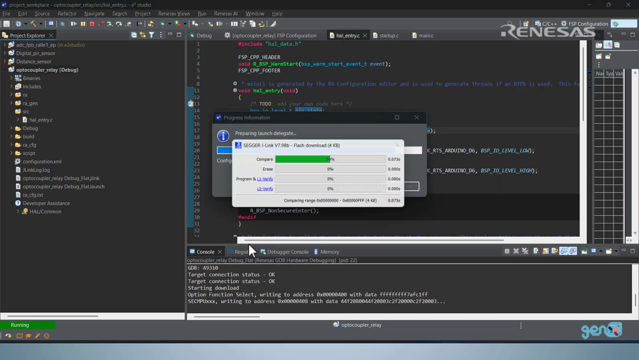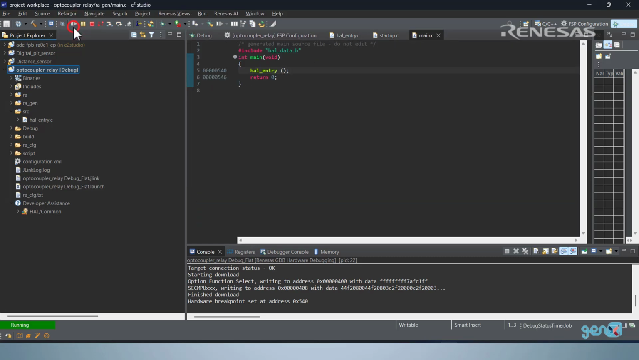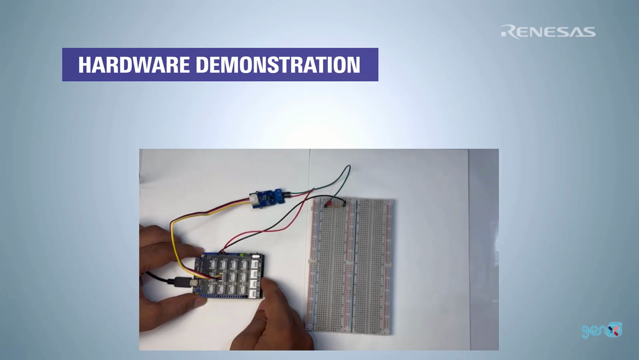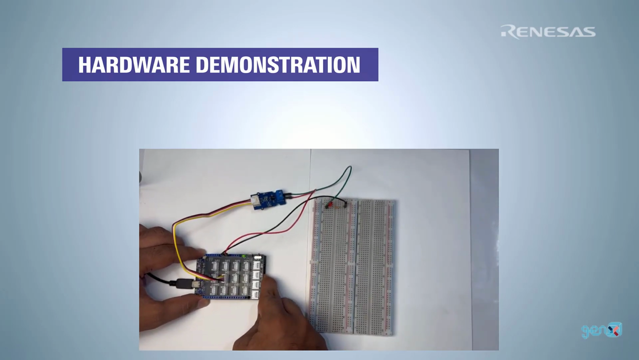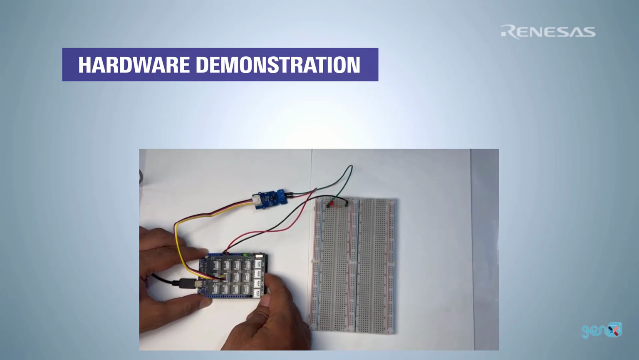Click on switch button to switch to debug perspective. In debug perspective, click on the zoom button twice. As you can observe here, when I am pressing the user switch, LED will turn on. That means a high signal has been received on relay control pin.